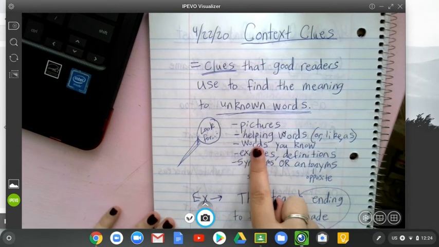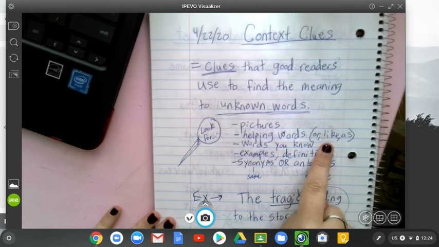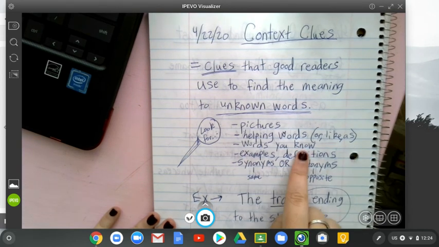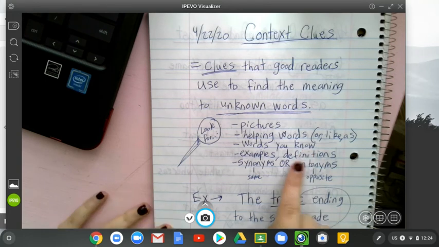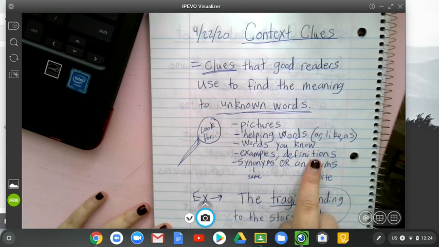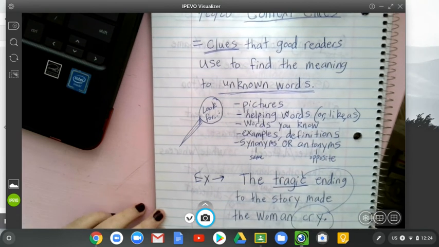A lot of times there's helping words like, or, like, or as. Words that you know. If I know all of the words except for the one unfamiliar word, I can make an inference on what that word might mean. Maybe you look at examples or definitions, and then synonyms or antonyms. What are the same or opposite?